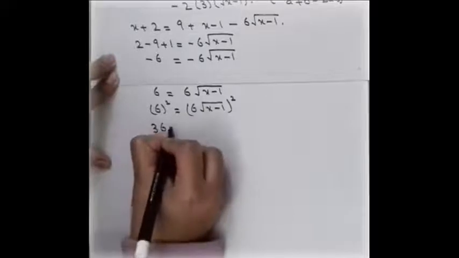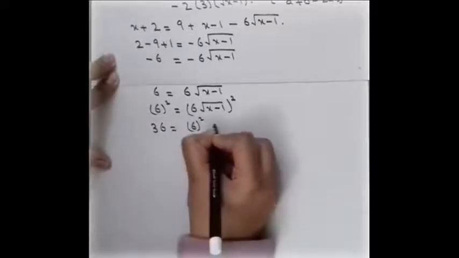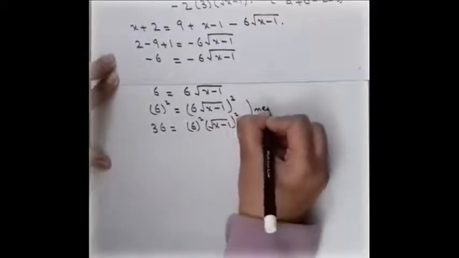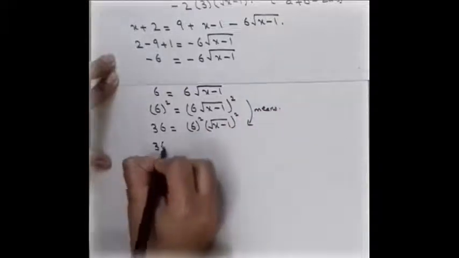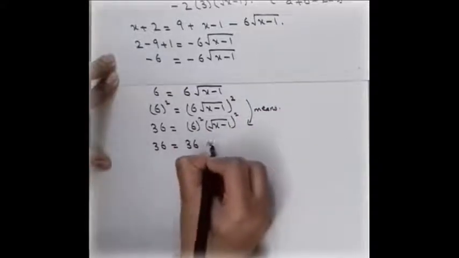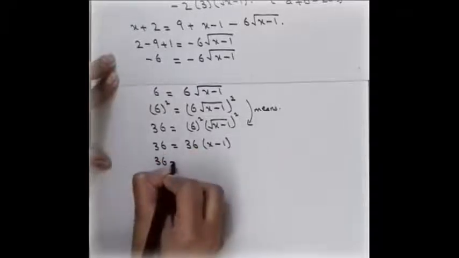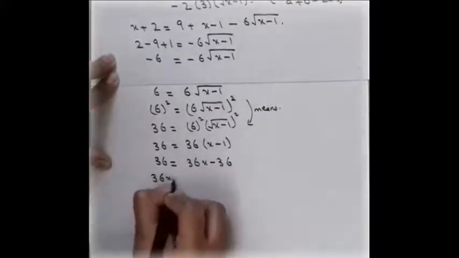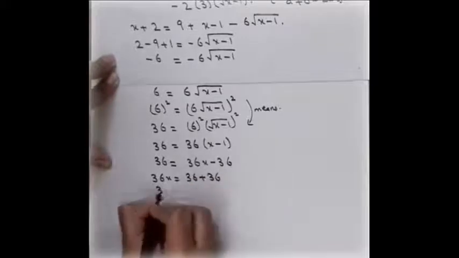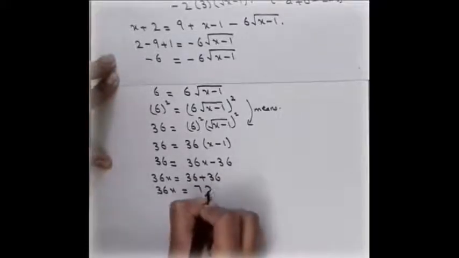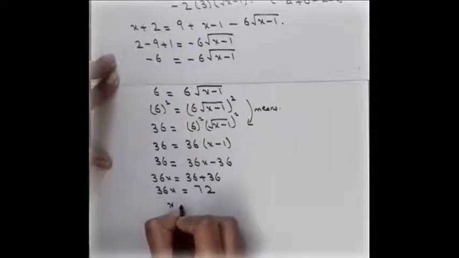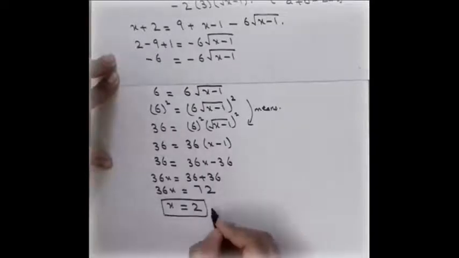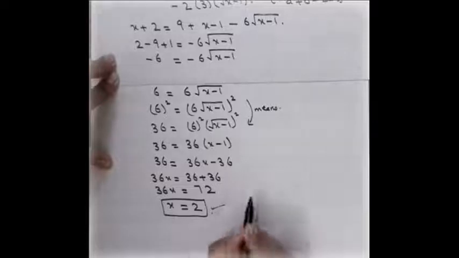Now it will be 36 equals 6 squared, which applies to this term. So 36 equals 36(x−1). Now 36 equals 36x minus 36. So 36x equals 36 plus 36, so 36x equals 72, and the final answer is x equals 2. So now to check whether the value of x is a solution or an extraneous root.